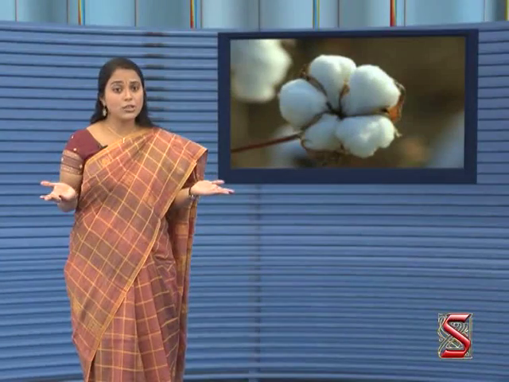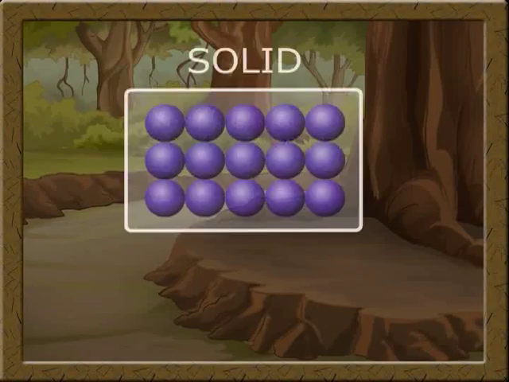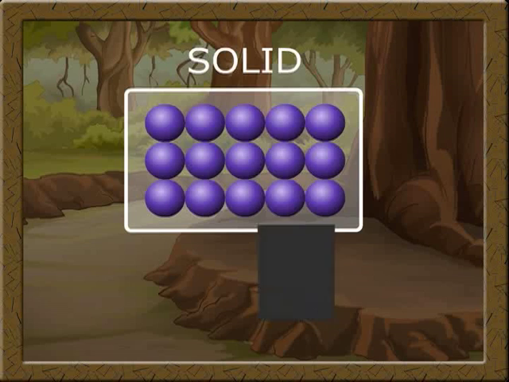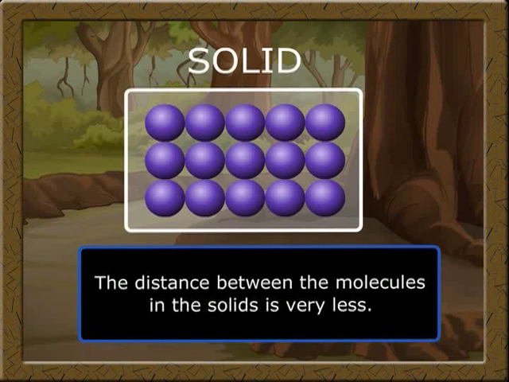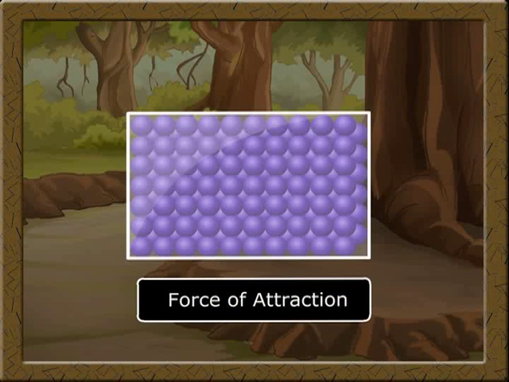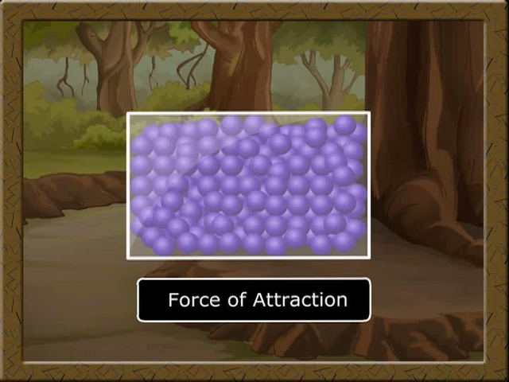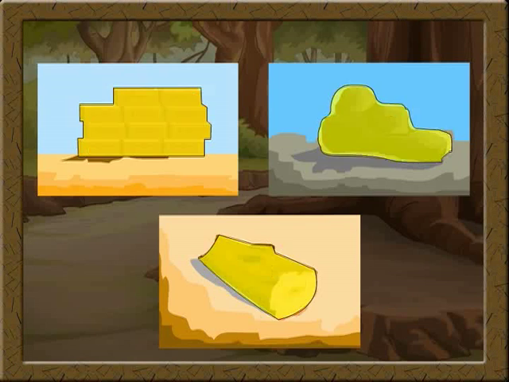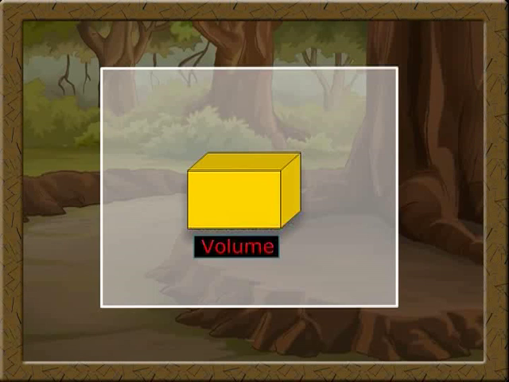Why these differences in all these different objects? Can you guess? Think a while. The reason is quite simple. Let us see in the picture. Molecules are very close to one another in solids. The distance between their molecules is very less. The force of attraction between molecules is more. Hence, solids have definite shapes and they occupy space and have volume.